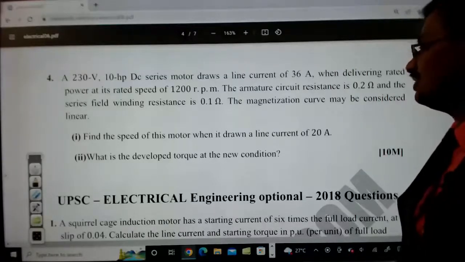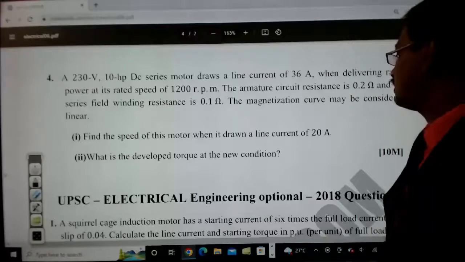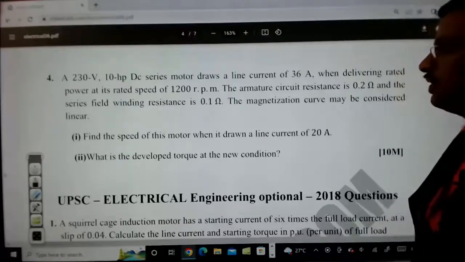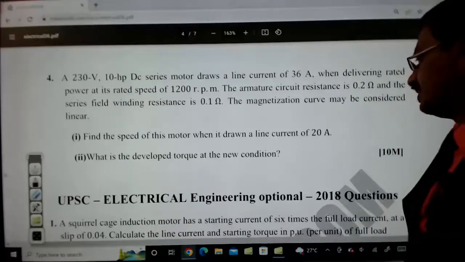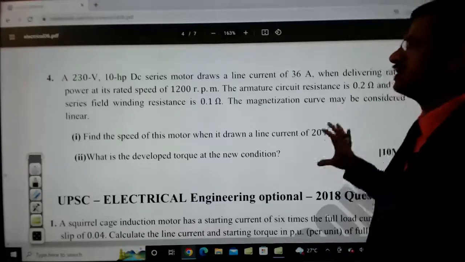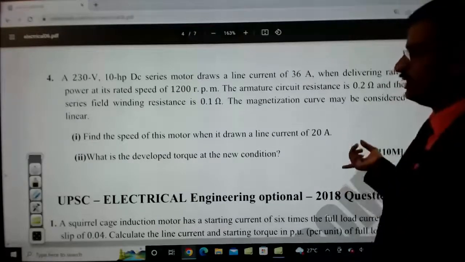Find the speed of the motor when it is drawing a line current of 20 amperes. What is the developed torque at the new condition? So this is also a standard question for the DC series motor, right?